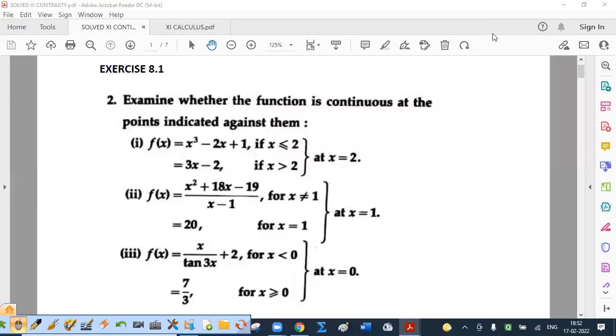Second question, examine whether the function is continuous at the points indicated against them. This is actually similar. First one, f of x equal to x cube minus 2x plus 1 if x is less than or equal to 2, 3x minus 2 if x is greater than 2, at x equal to 2. See, this is how the function is defined, a piecewise function, and we are asked to discuss continuity at one particular point of the domain, and that is 2. That's it.